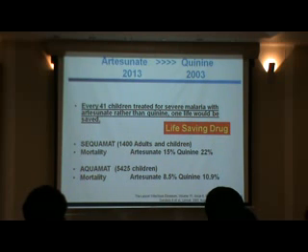This slide is showing the use of artesunate versus quinine. For every 21 children treated for severe malaria with artesunate rather than quinine, one life is saved.